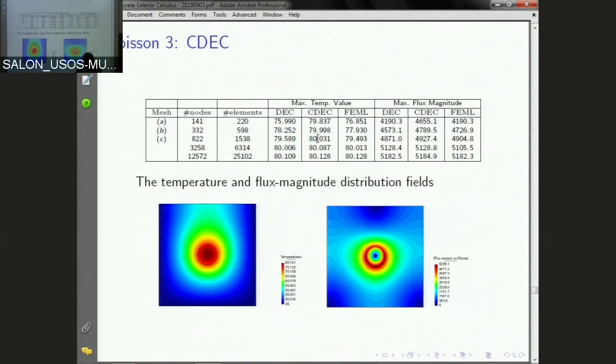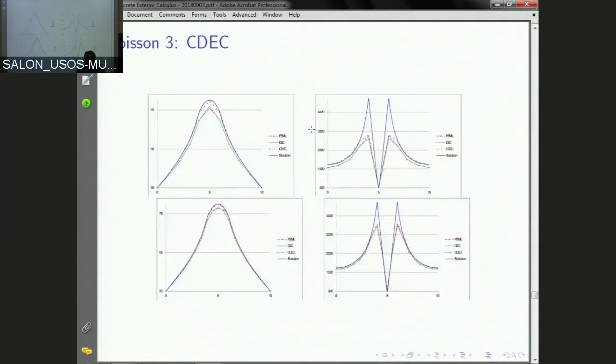Okay? These are the cross-section graphs, and you see that CDEC, which is the red one, is hitting the correct values. DEC and FEM are kind of struggling for second and third place. CDEC is winning. Okay?